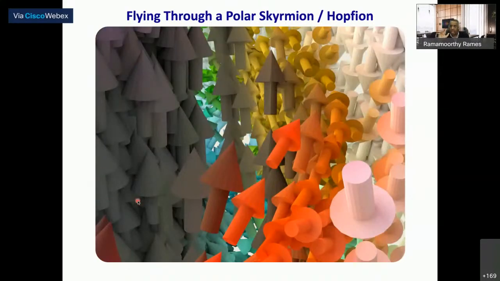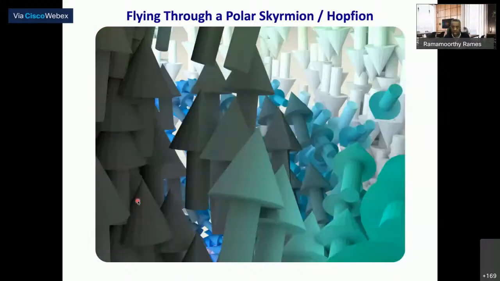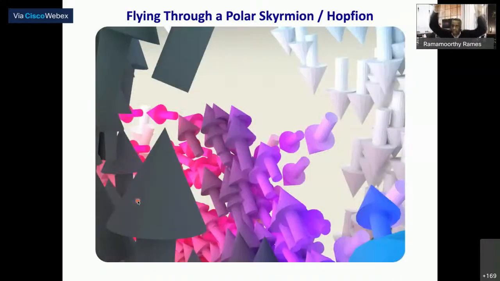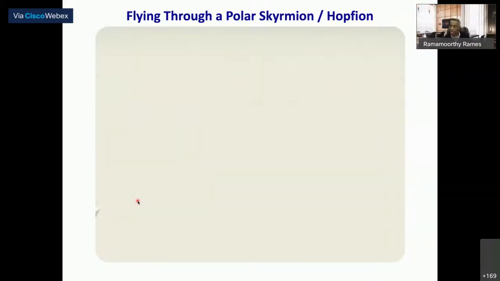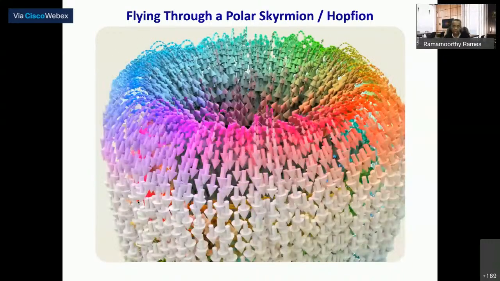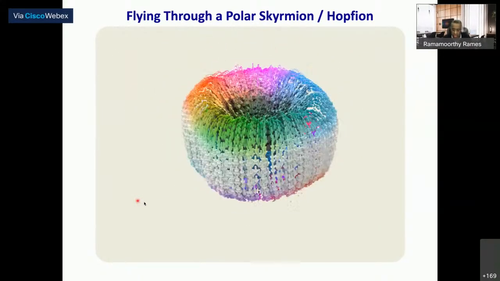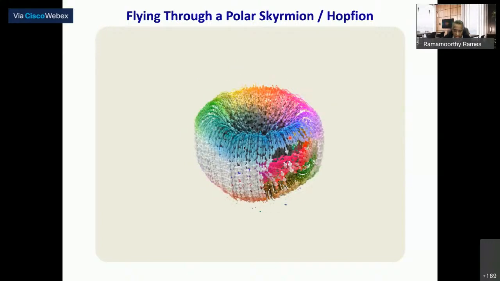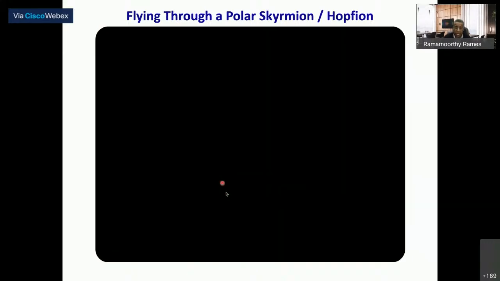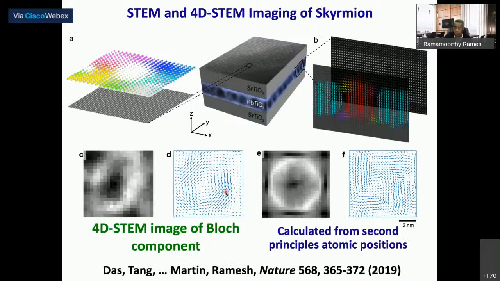So you can go right into the skyrmion, and you will see that it has this Néel component, but it also has the Bloch component, and it's going to show up right at the end of this. There's a cutout he made, where you can see the Bloch component right here. Okay. So this has both components. It has both the Bloch and the Néel component. So formally, these are called Hopfions.